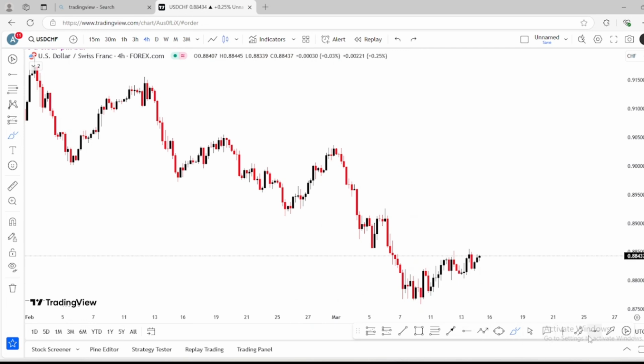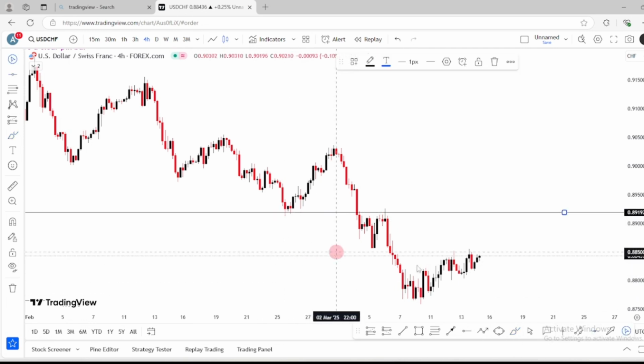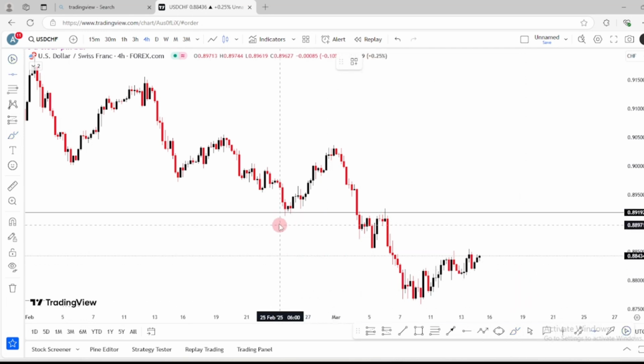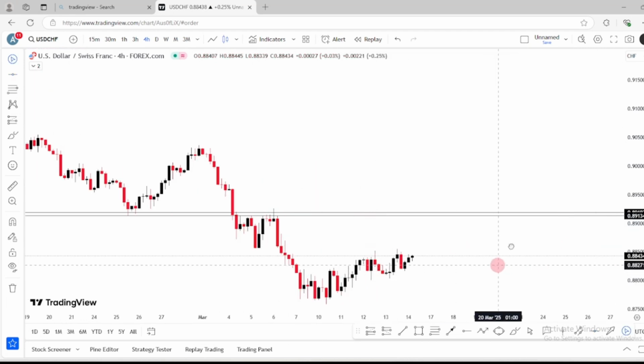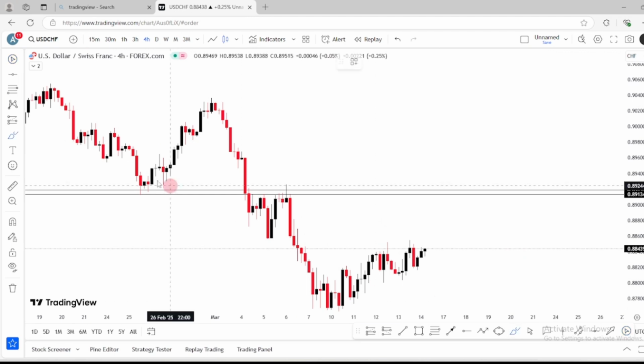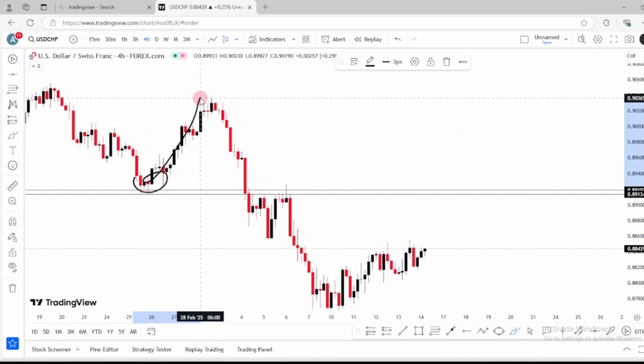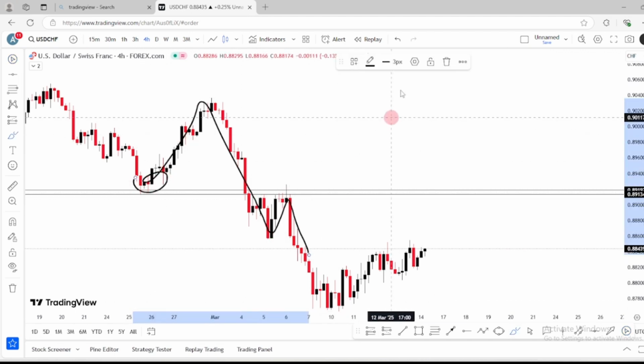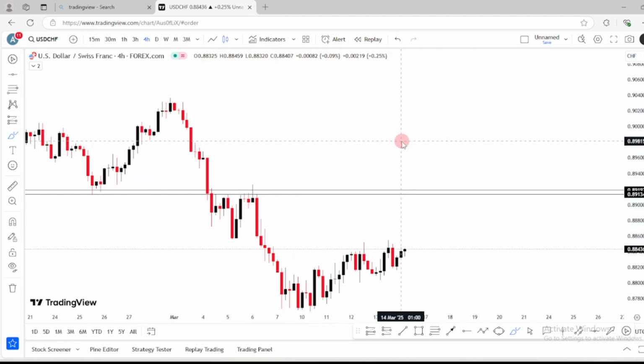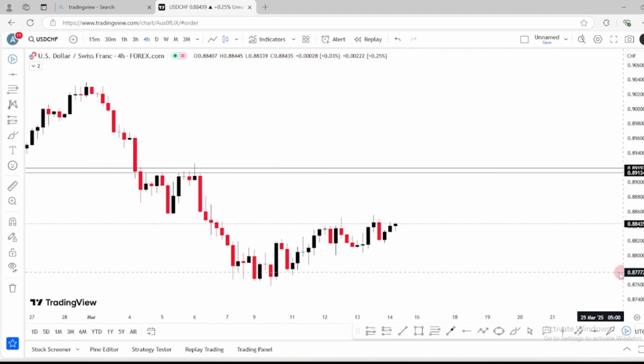So let me mark that zone right there. This is the zone that price created before pushing, and now there's a break and retest, and now it's pushing to the downside. And what happened? We had a clear signal of a pin bar right there.